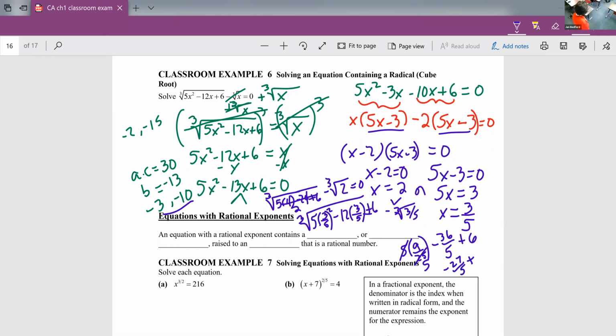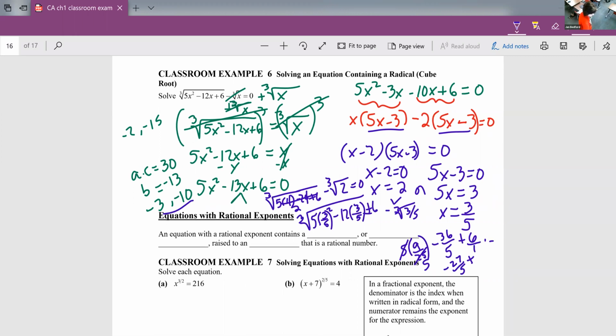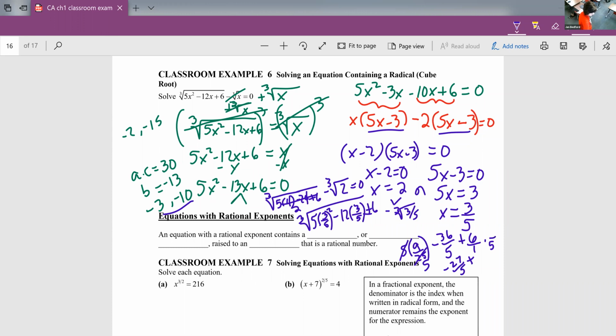Plus, if I wanted to change 6 into a fraction that had 5 in the denominator, couldn't I make that 6 over 1 and multiply it times 5 over 5, and that would be 30 over 5. What's a -27 over 5 plus 30 over 5? 3 over 5, which is the same thing that would be under the other radical. These are both valid solutions on this. So it is possible that when you get 2 solutions, they could both be actual answers. Does that make sense?